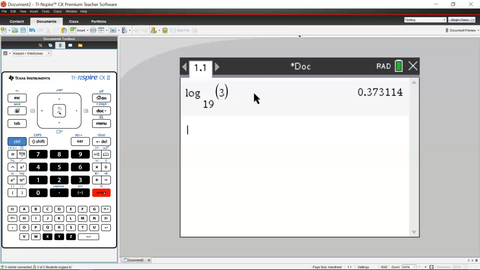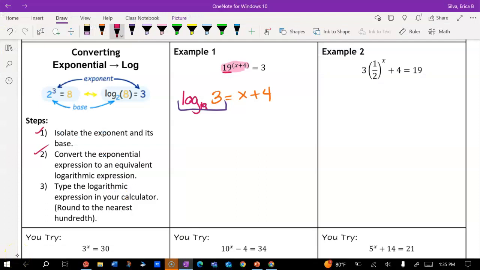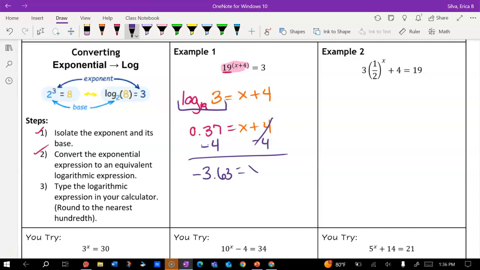We're going to round to the nearest hundredth, which keeps it at 0.37. So that number is going to replace the log. So 0.37 is equal to, we'll bring down that x plus 4, and then we solve for x. We need to isolate the x now, which means we're going to subtract 4 from each side. And 0.37 minus 4 is negative 3.63, and that's going to be our value of x.